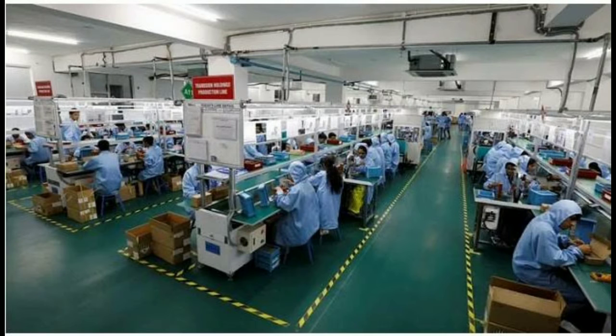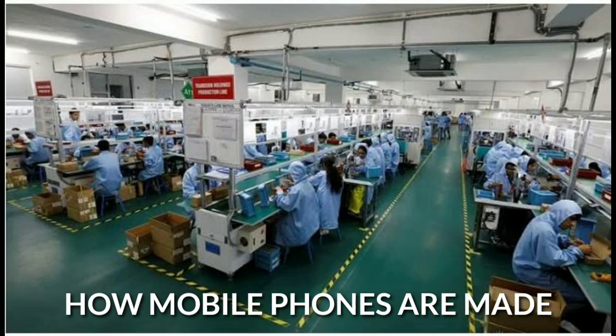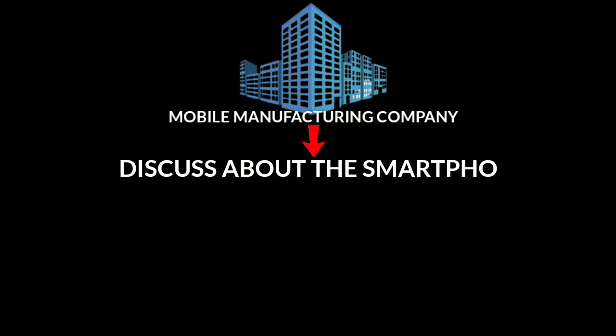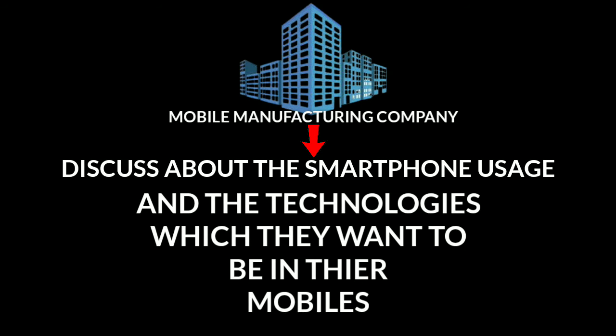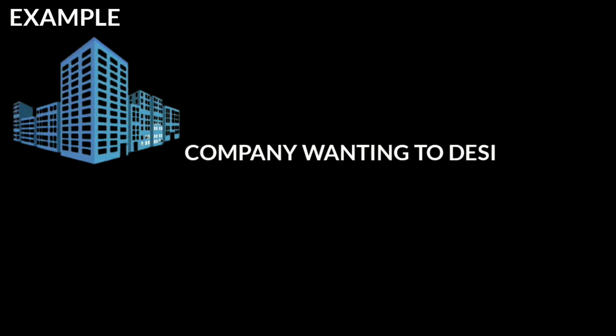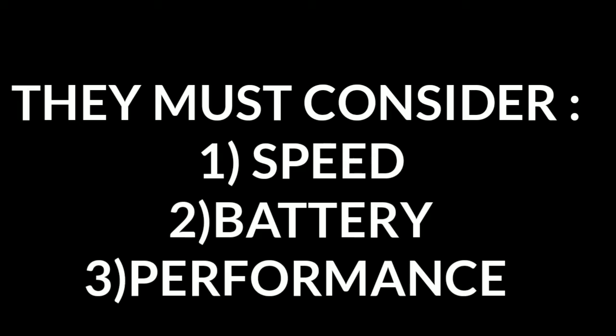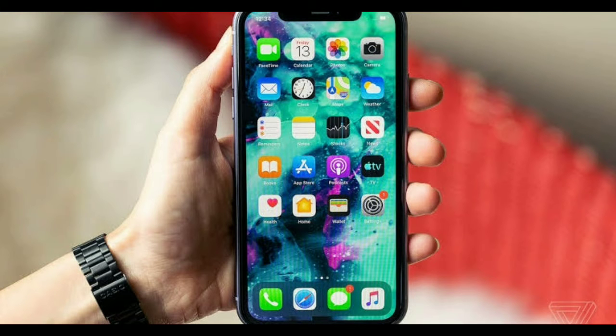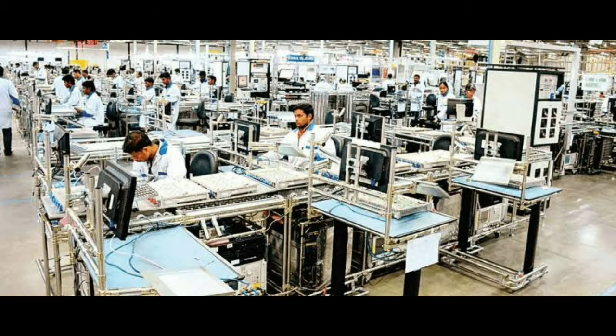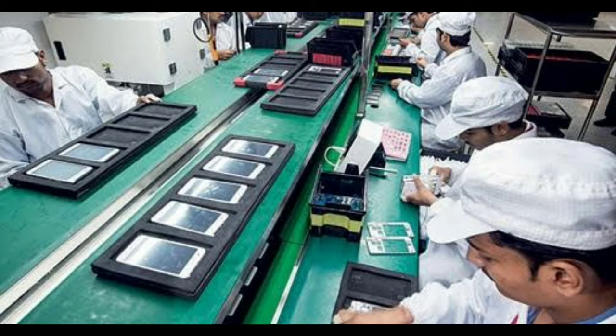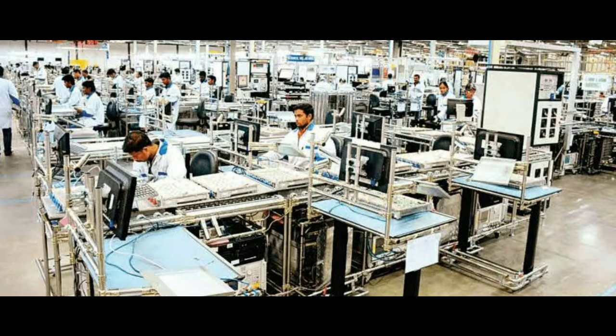Let us start discussing how a smartphone is made. Firstly, the company discusses the technologies and the purpose for which they are looking to design a smartphone. For example, if they want to design a gaming phone, they'll look for speed, battery backup and performance. After this, they'll gather all the mobile components, and a special team of designers and engineers decide the design or outer look of the smartphone.